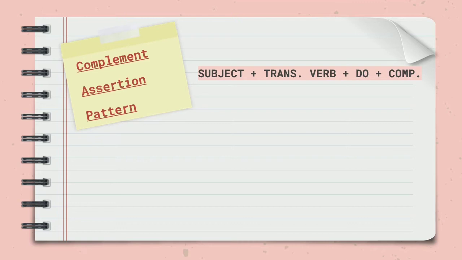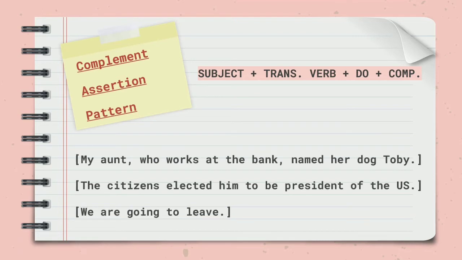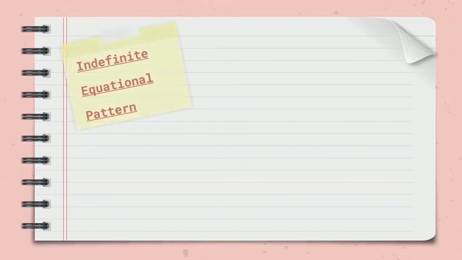Another pattern is the complement assertion pattern, consisting of a subject plus a transitive verb plus a direct object and a complement. As we can see in my aunt, who works at the bank, named her dog Toby. The citizens elected him to be president of the US. And we are going to leave. And finally, the indefinite equational pattern.